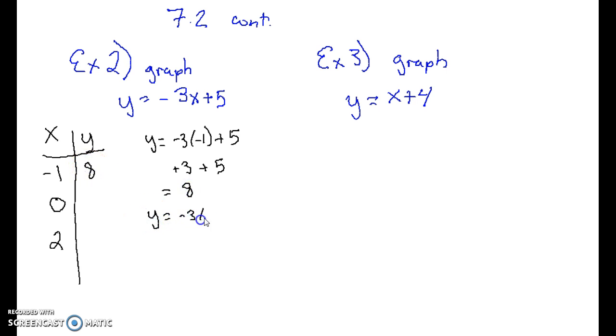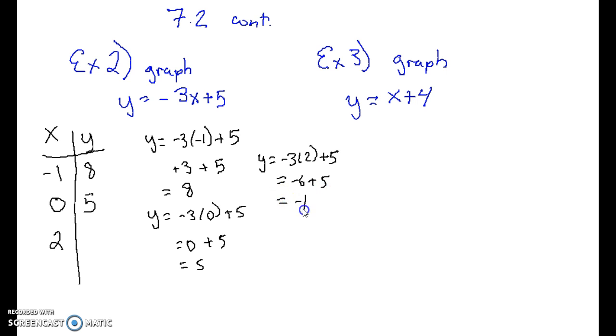Y is equal to -3 times 0. So -3 times 0, oops, is 0. My bad. And 0 plus 5 is 5. So there we go, plug in 5. Let's do one more. So y is equal to -3 times 2 plus 5. So this will be a -6 plus 5, which gives us a -1. So there are 3 points. Those are 3 points, and we are going to create a graph.